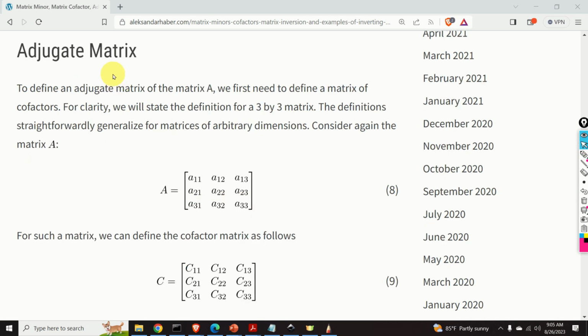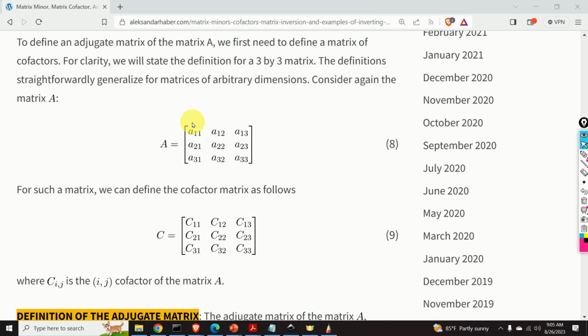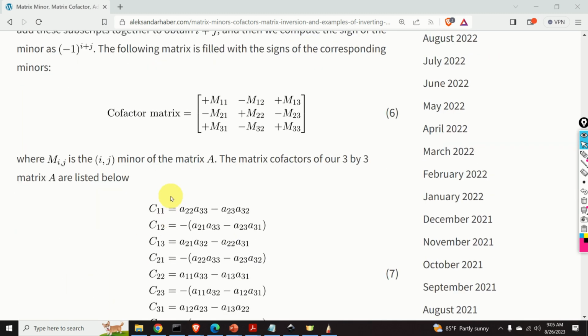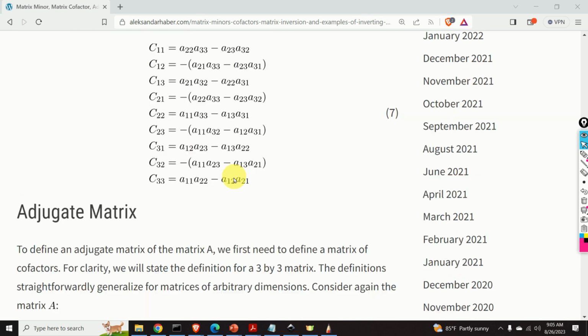Next, we need to define the adjugate matrix. The adjugate matrix is a very important matrix in linear algebra simply because the adjugate matrix is used to compute the matrix inverse. Let us consider our A matrix once more. For such a matrix, we can define the cofactor matrix like this. So we simply take all the cofactors and we group them in the matrix C. And this C matrix is exactly the matrix given over here.